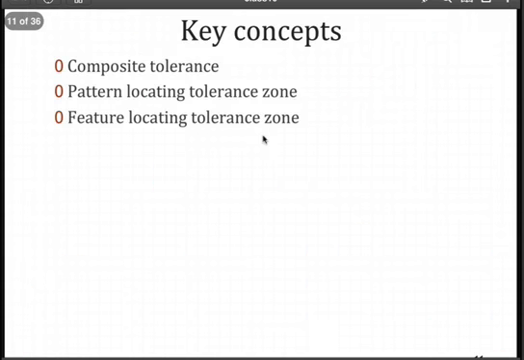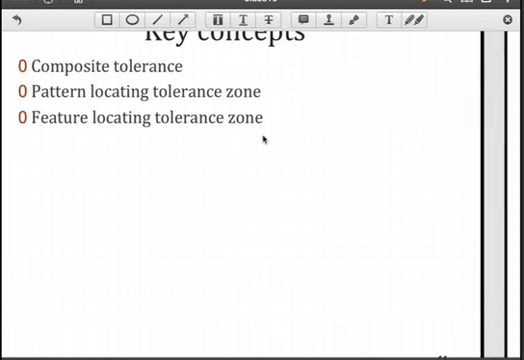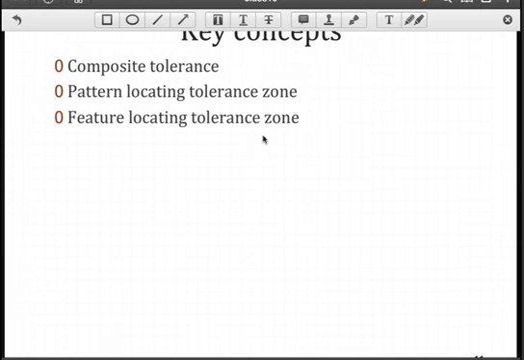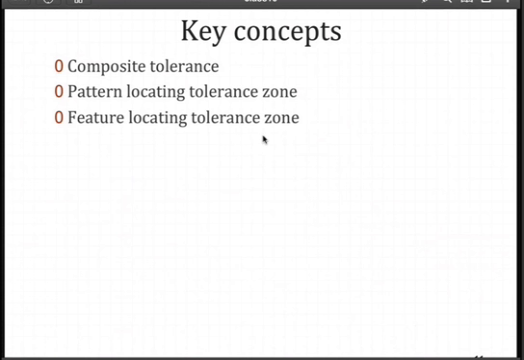So at this stage, you should understand the concept of a composite tolerance, and by that we mean we're looking at a pattern, and that pattern can have 1 or 2 geometric tolerance zones in that composite tolerance. The first one would be the pattern locating tolerance zone. That ensures that the pattern itself is located correctly. And then the feature locating tolerance zone ensures that the individual features are constrained relative to each other.